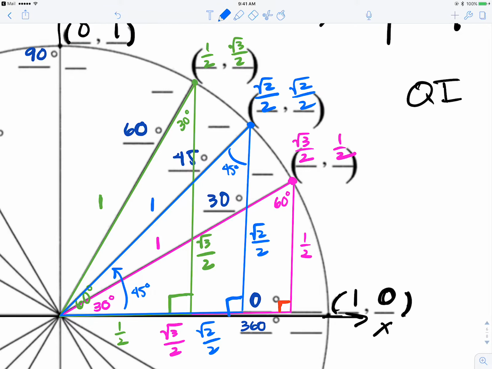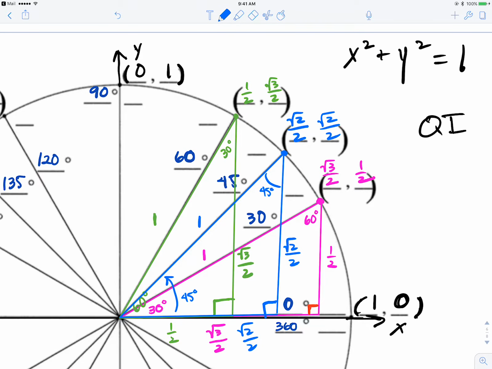Okay, so we have all of the points on the unit circle right now in quadrant 1. And we're going to use symmetry to allow us to fill in the points in quadrant 2 next, and then we'll do quadrant 3, quadrant 4.